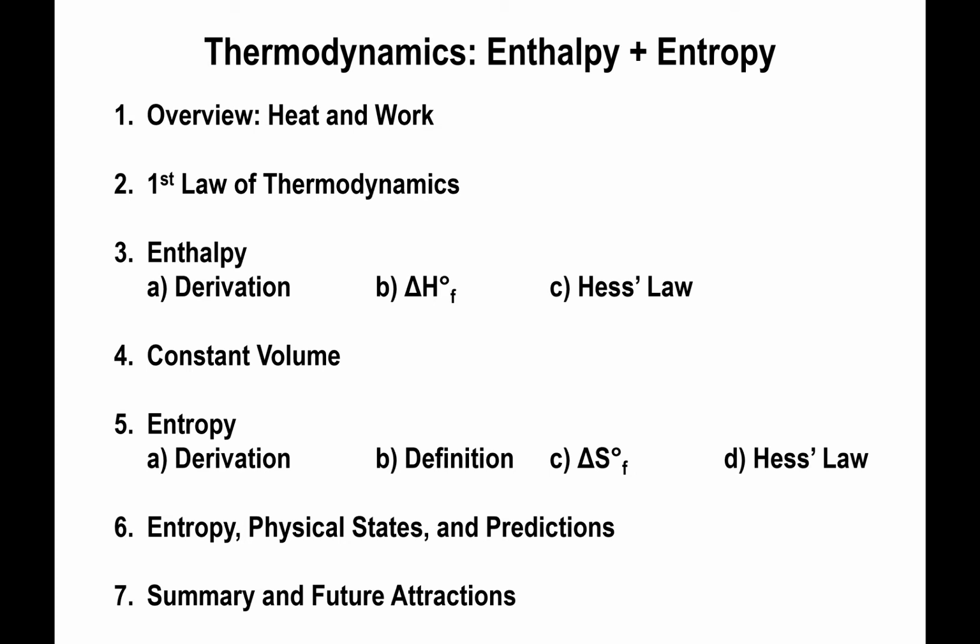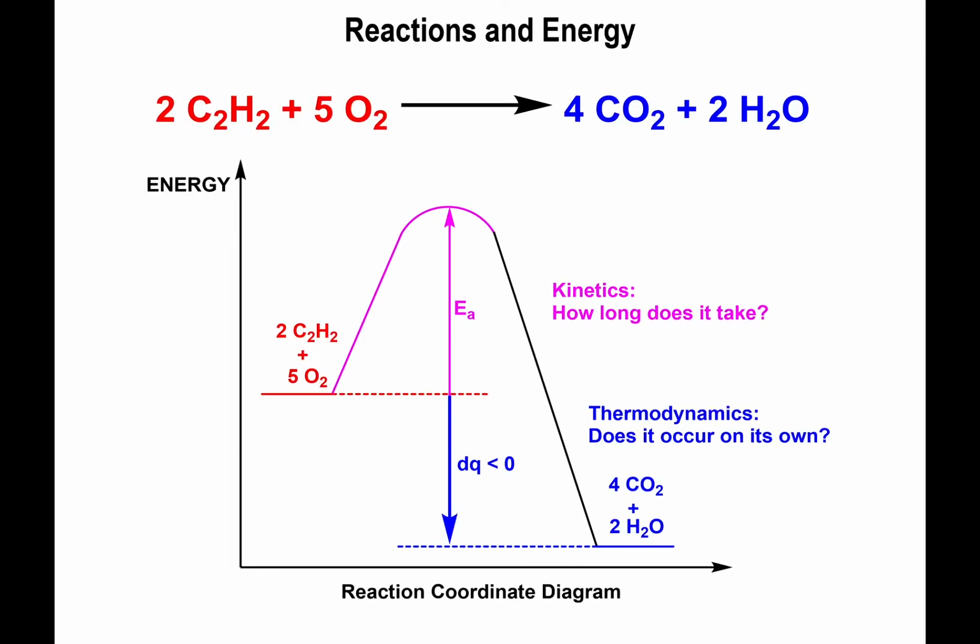So we're going to start by talking about heat and work. As you may already know by now, the energy difference between products and reactants is what we ultimately associate with thermodynamics. And it tells you to what extent a reaction is likely to happen. It doesn't address the issue of whether it's going to happen fast or slowly, but it tells you whether the reaction is going to happen on its own or not.